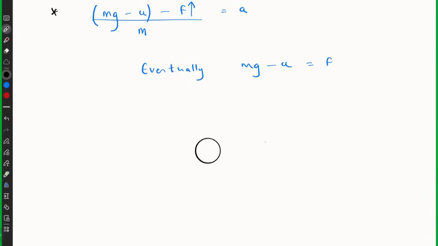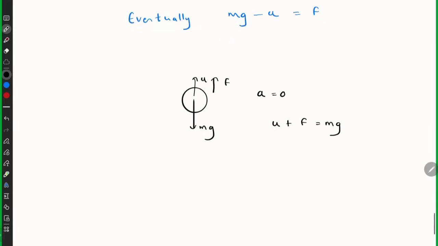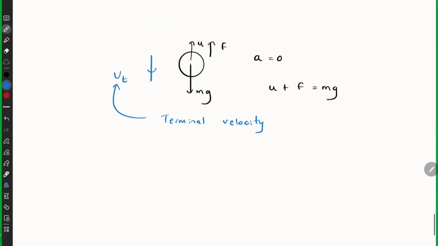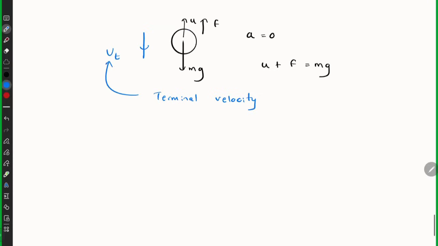Exactly, right? Acceleration becomes zero. So here we can see all the forces are balanced now. mg, upthrust, and then the viscous force F. So you can see U plus F equals what? mg. So the velocity here we are getting is terminal velocity. This is the terminal velocity, right?